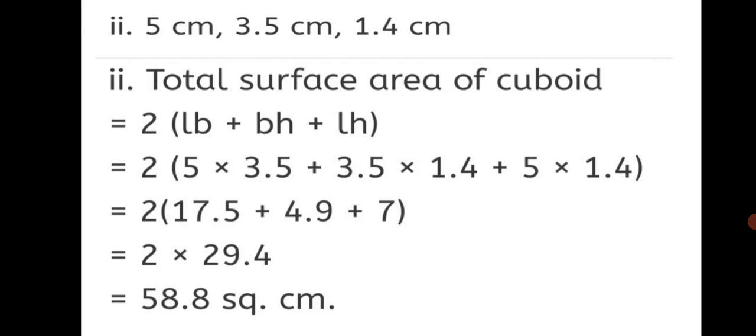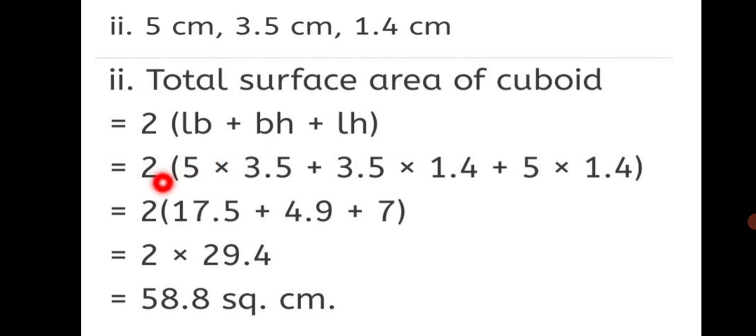The sides given, not sides, the length, breadth and height. Length is 5 centimeter. Remember, for cuboid we have length, breadth and height. For cube we have sides. So length is 5 centimeter, breadth is 3.5 and height is 1.4. Write the formula. Total surface area of cuboid is equal to 2 times, bracket open, length into breadth plus breadth into height plus length into height, close the bracket.